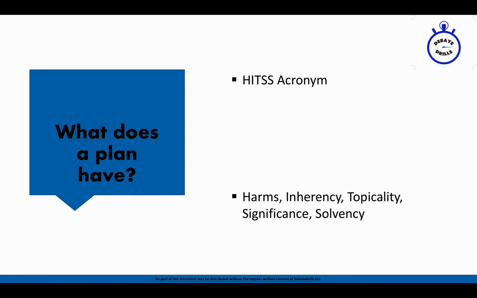And solvency is the ability for the plan to quote unquote solve or resolve a lot of the problems that are mentioned, so the harms. So for example, if the negative were to win that going to the grocery store does not in fact alleviate hunger, or maybe they're out of produce, then that would indicate that the plan does not do anything to resolve the harms.